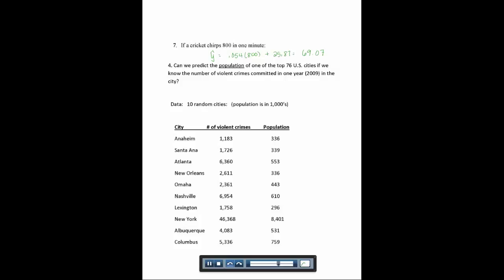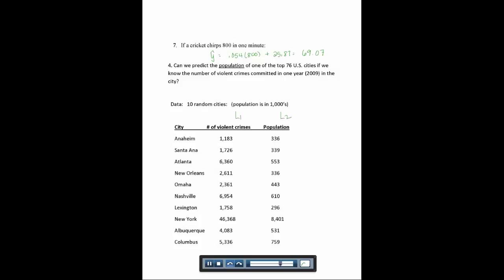Okay, so we've got one more problem. It says, can we predict the population of the top 76 U.S. cities if we know the number of violent crimes in 1 year? Okay, so we've got data from 10 random cities, and the population are in the 1,000s, which means really the population is that times 1,000. Okay, you'd add 3 zeros to the end.